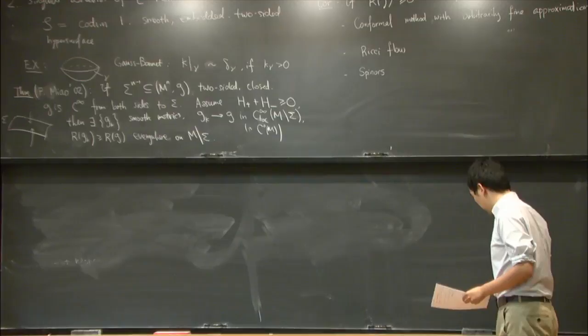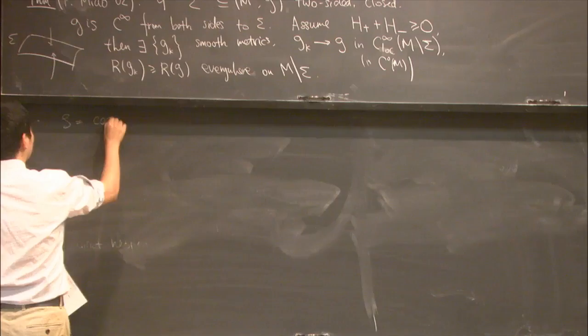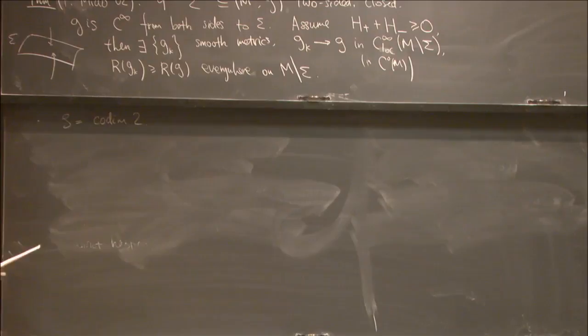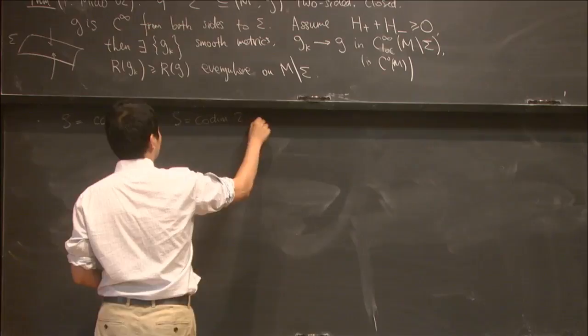So let's move on to codimension two. Let's also assume that S is just a codimension two embedded submanifold.